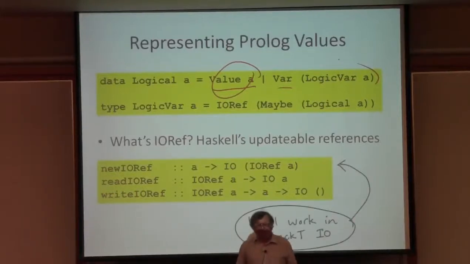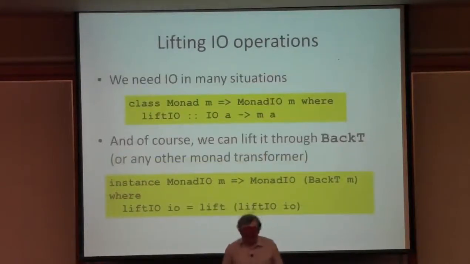OK, so I'm going to represent logic variables as I/O references. That means I'm going to need the operations in the I/O monad. But I also want to backtrack. So let me use BackT of I/O as my monad. Now, quite often I/O is used as the base monad that we add things to. And whenever we do that, then we'd like to be able to perform I/O operations. And so we're going to need to lift I/O operations the correct number of times to use them in whatever monad we've constructed. It's handy to define a class just for doing that.